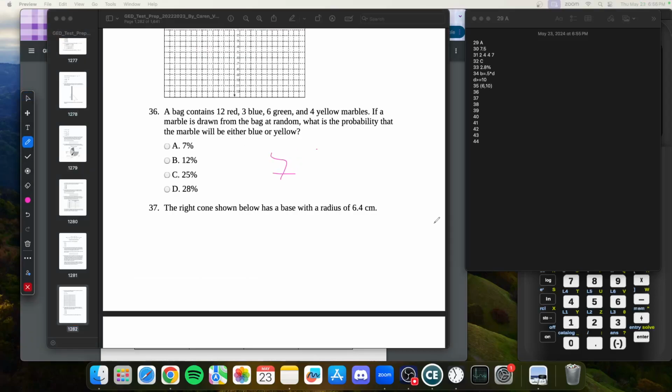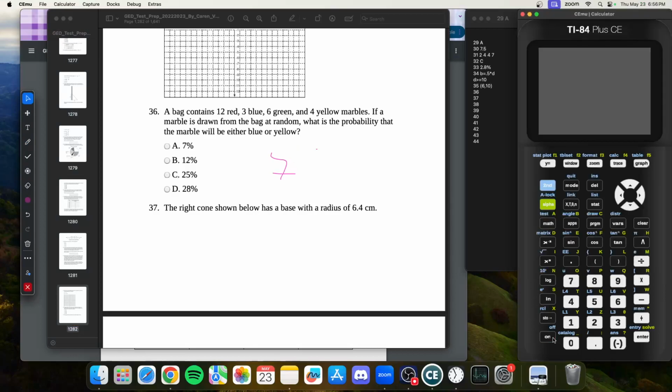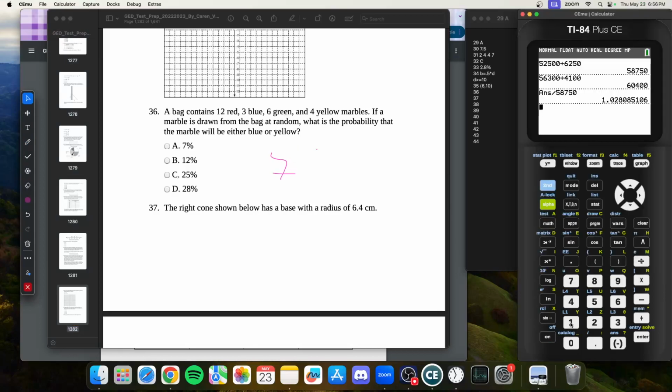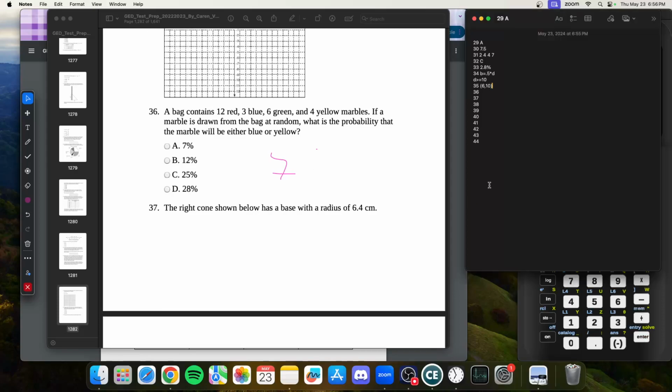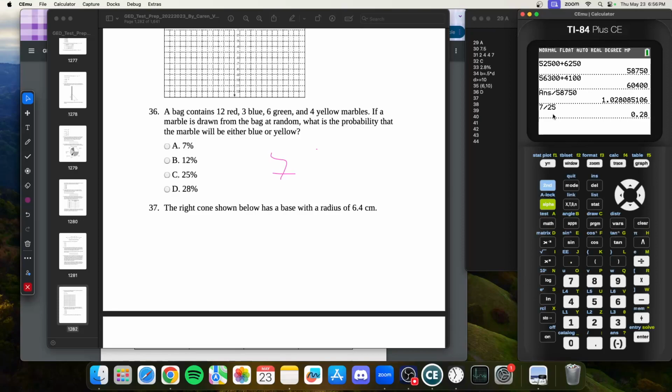How many marbles do we have total? 10, 22, 25. 7 out of 25 is going to be 28% for D. So 6 plus 4 is 10, 10 plus 12 is 22, 22 plus 3 is 25, and then blue or yellow, there are 7 marbles that are blue or yellow, so 7 divided by 25 is 28%. Okay.